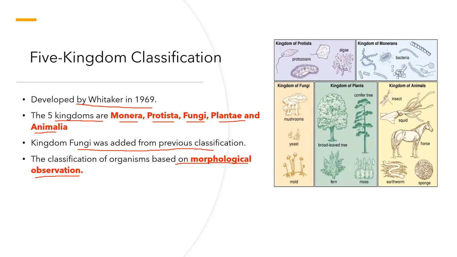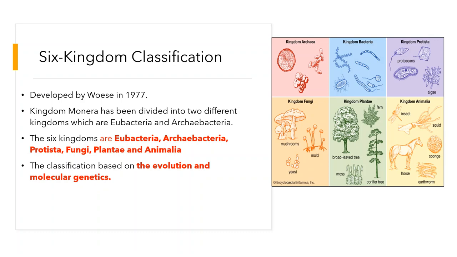6 kingdom classification was developed by Wu in 1977. Kingdom Monera has been divided into 2 different kingdom, which are Eubacteria and Archaebacteria. The 6 kingdom are Eubacteria, Archaebacteria, Protista, Fungi, Plantae and Animalia. The classification of organism for these 6 kingdom is based on the evolution and molecular genetic.